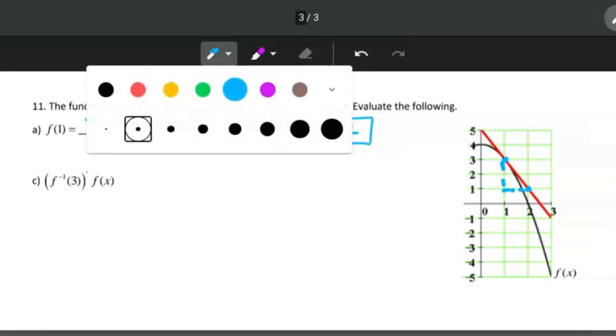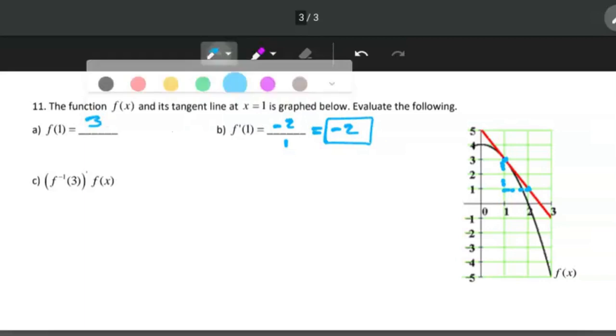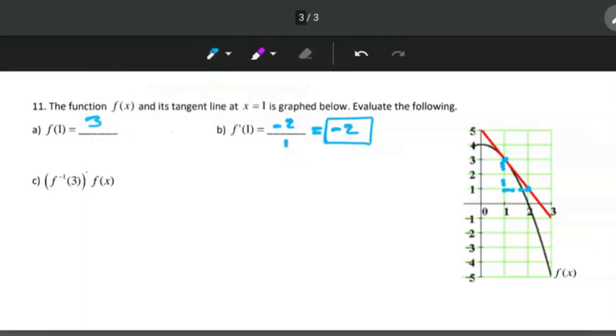And the last question, derivative of the inverse of 3 times f of x. Let's just change that. I'm not sure why it says that extra f of x there. I think that is a typo. So let's get rid of this f of x. Let's pretend like this part isn't here. Sorry about that.